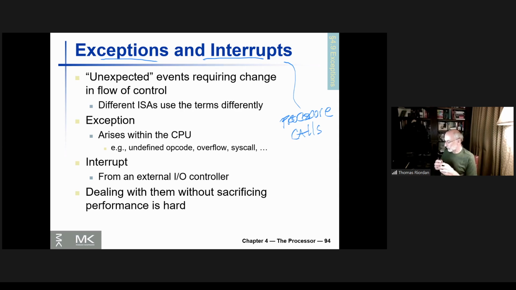Where we go isn't specified by the program. When you have a procedure call, you say call square root, and the address of the square root is embedded right there in that call. Here for exceptions and interrupts, we always go to the same place. We go to the operating system. So we don't need the program to tell us where to go.